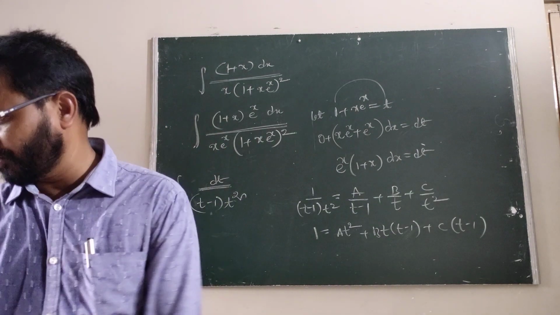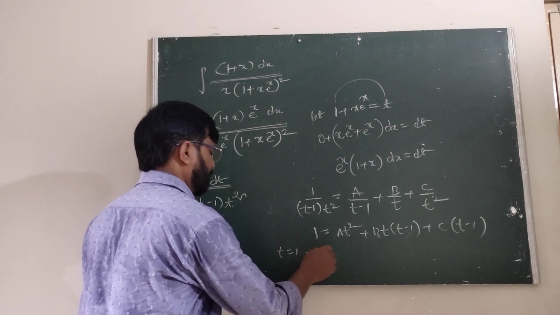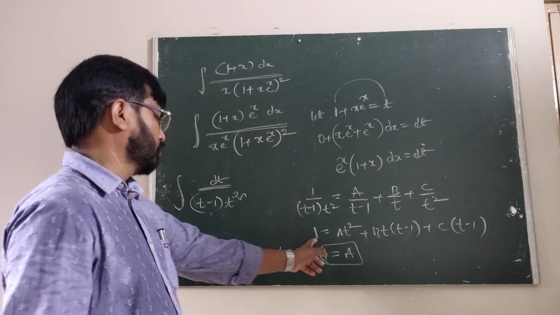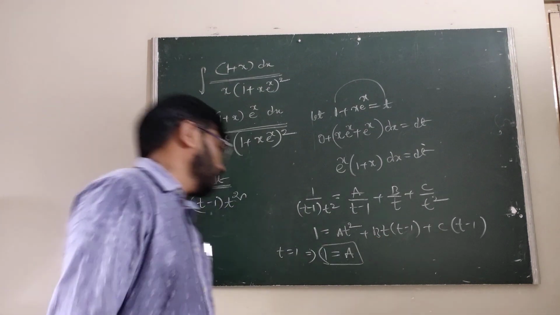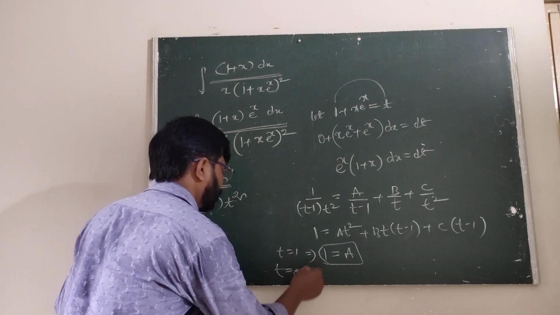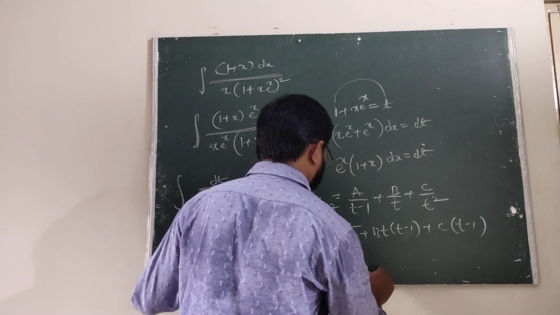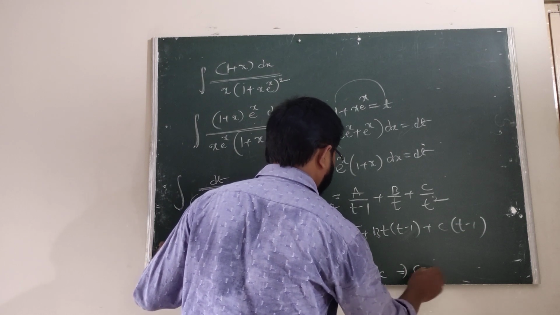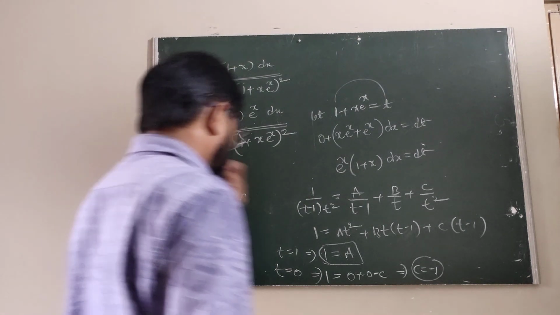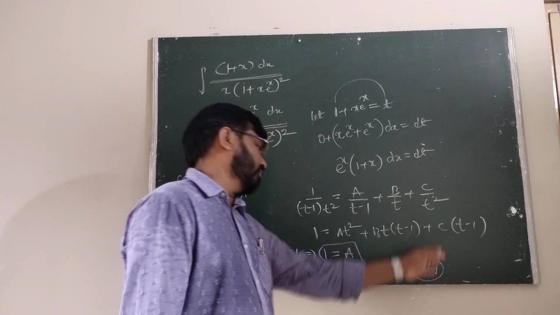So how to find the values of A, B, C? First we take t equal to 1. That implies 1 equal to A, so A equals 1. Is it clear? Put t equals 1, then the other terms become 0. After that we take t equal to 0, that implies 1 equal to minus C, so C equal to minus 1.